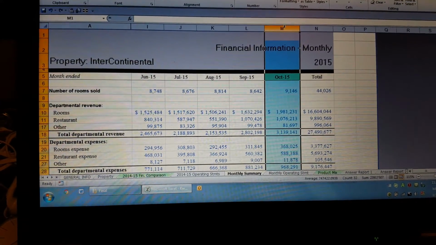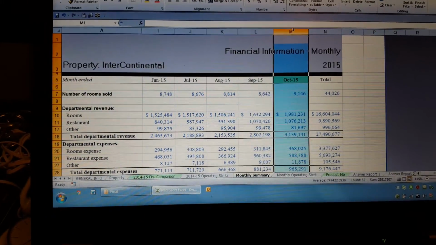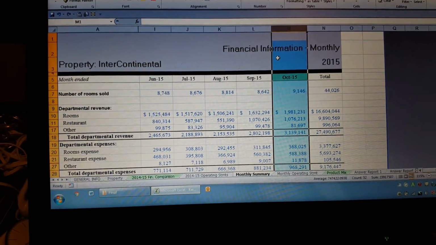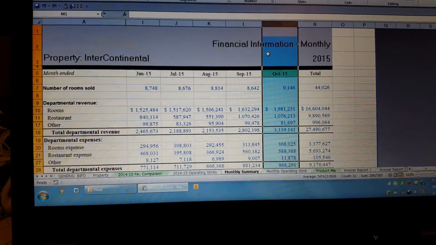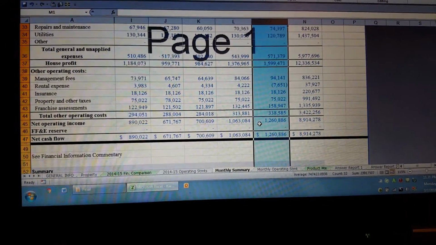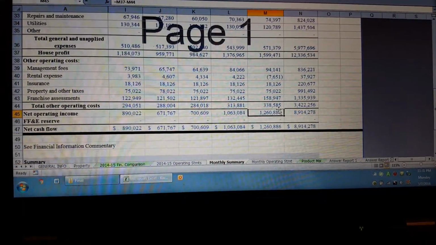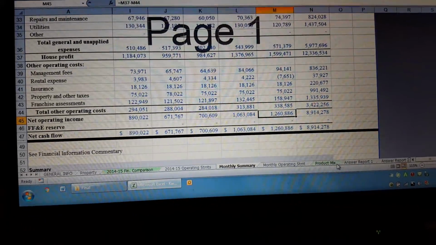Basically, I did this to determine the difference between profits from the amount of rooms sold that optimizes company profits on a monthly basis. So as you can see, net operating profit income over here.